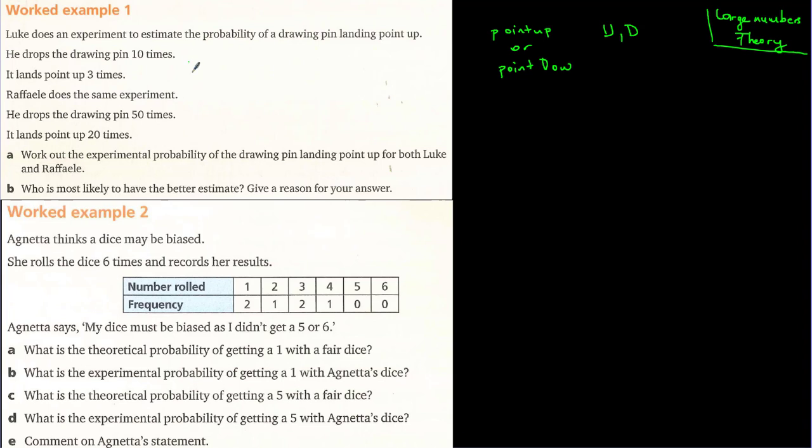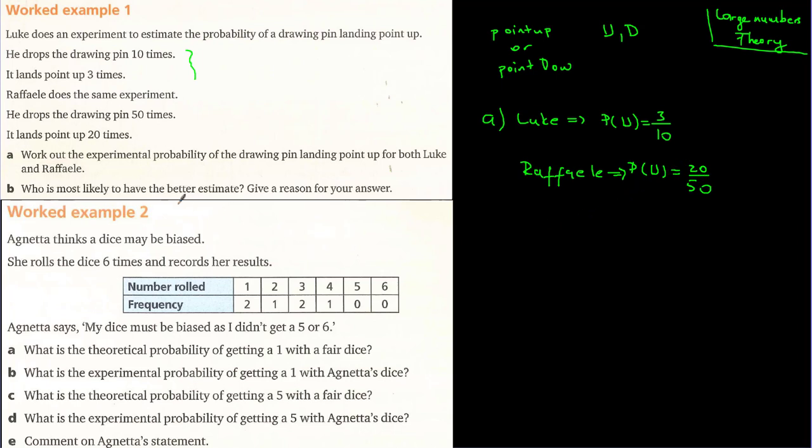Work out the experimental probability of the drawing pin landing point up for Luke and Rafael. So let's do A1. For Luke, he makes 10 trials, the probability of point up is going to be equal to 3 divided by 10. For Rafael, the point up is going to be 20 divided by 50.